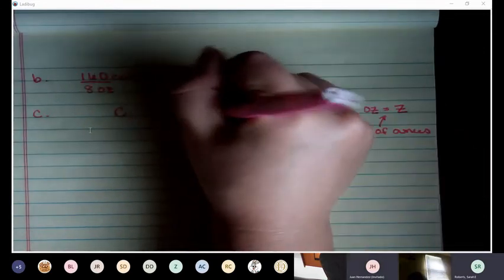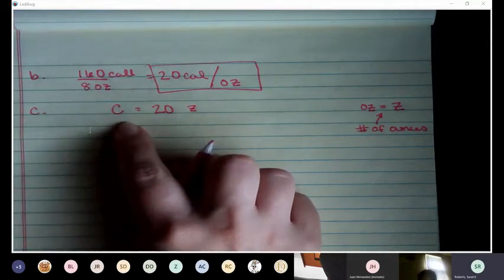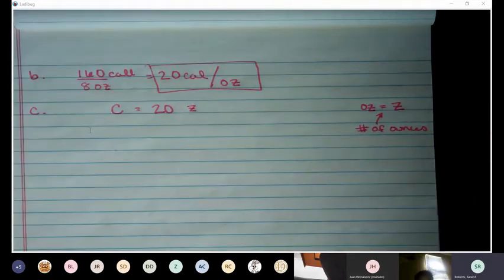Wait, is it 20? Yeah. 20 calories per ounce times the number of ounces should give me the total number of calories in whatever amount I'm looking at. Don't you multiply it by 15? Multiply what by 15? 20. No. 300. No. What?